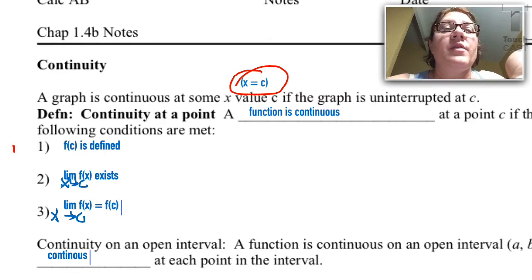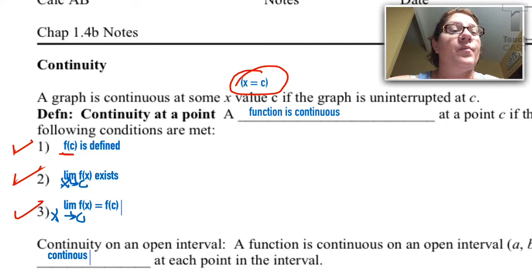So f of c is defined. In other words, there's a y value at f of c, and I can find the limit as x approaches c, and that limit as x approaches c happens to equal that defined value.